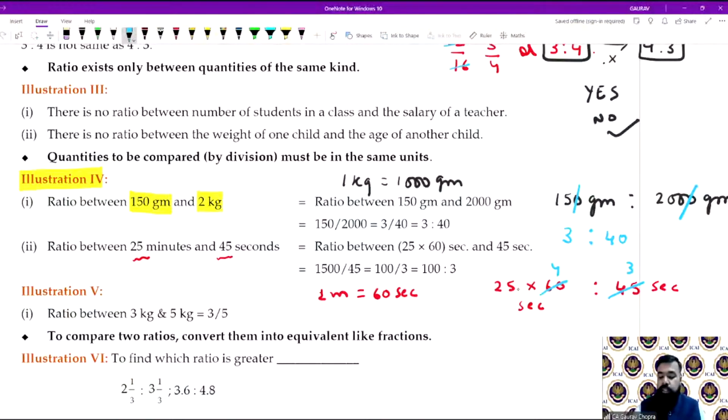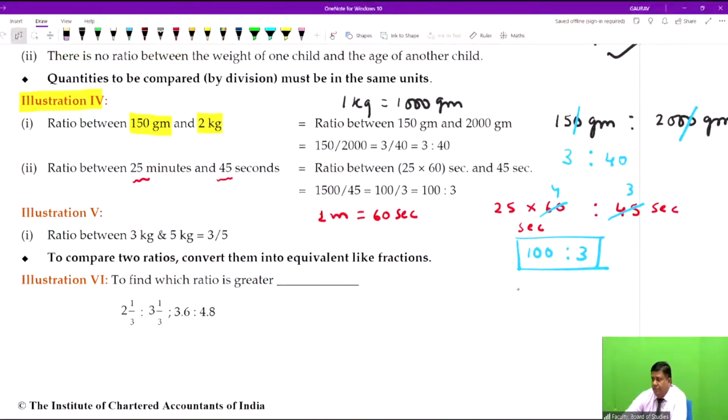So the final result is 25 multiplied by 4 is 100 ratio 3. So 100 ratio 3, this is the final result. All right. Yes, so 100 ratio 3.